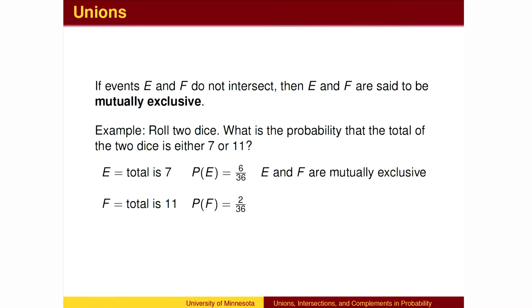For example, when rolling two dice, you can't get both a total of 7 and a total of 11 at the same time. You can get one or the other, but not both. To get the total probability, we find the probabilities of the individual events separately, then add them together.